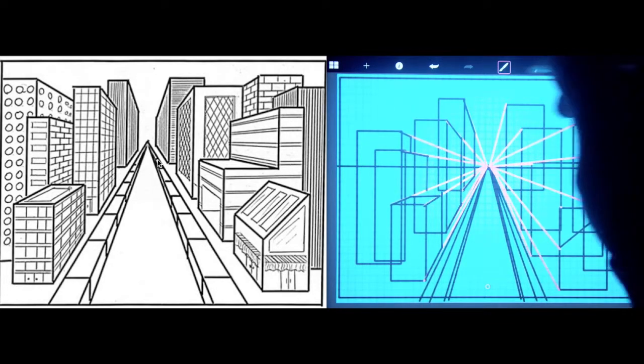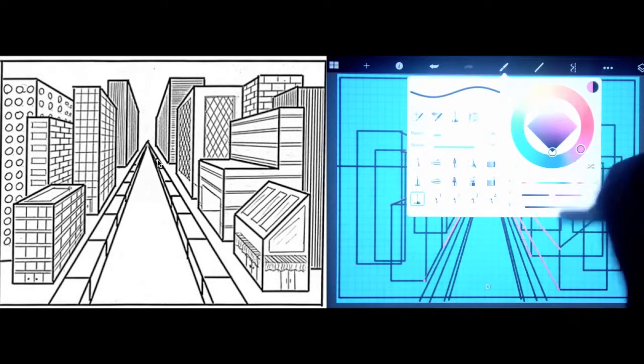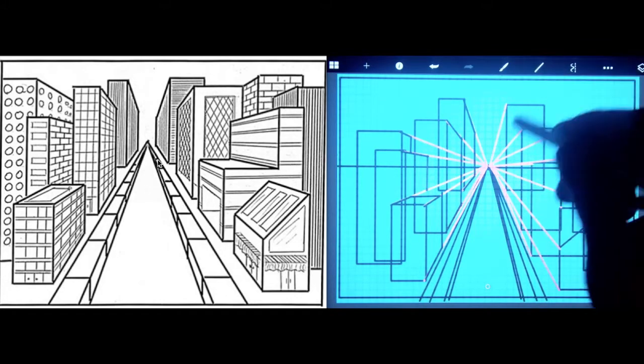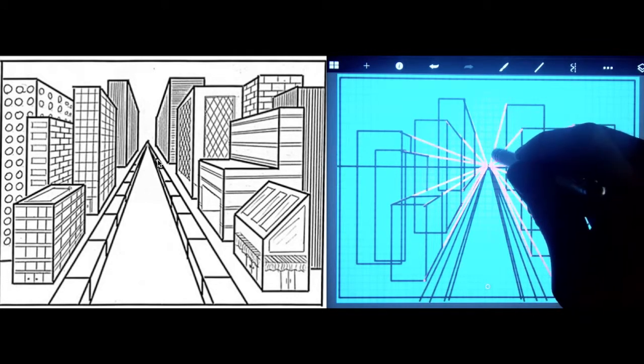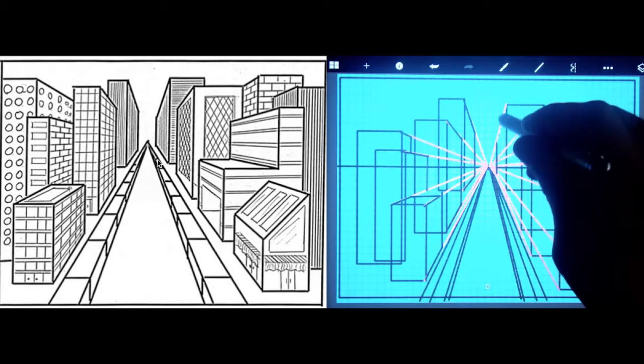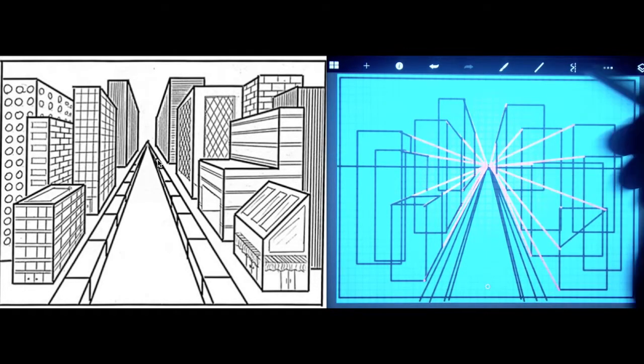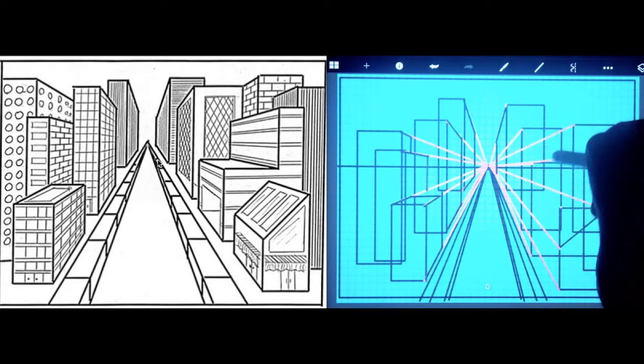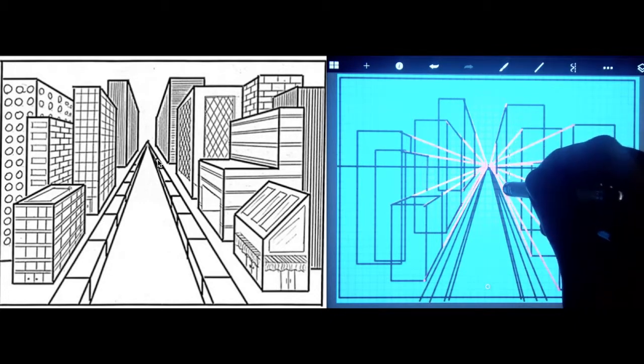Okay, now let me switch back to black, and I'm going to do the vertical lines that are the edges of these buildings. So this building has an edge. Again, I'm following the lines on the grid, and there's the top edge of that building. I'm retracing the line of perspective. Now this building has to stop before it gets to the next one.